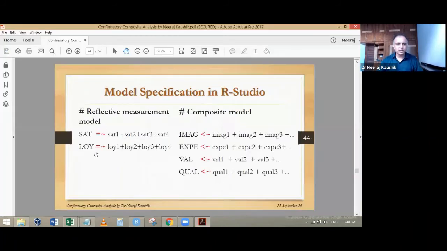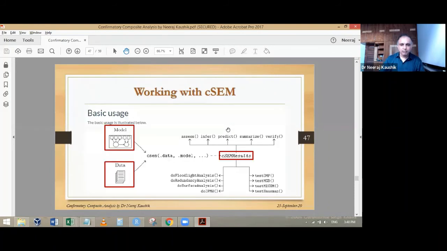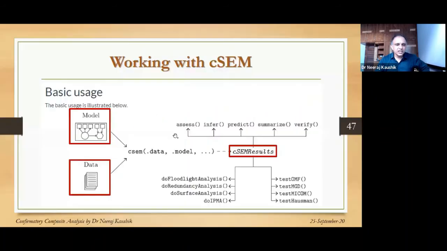These are the models, reflective and composite. This is the structural part. This is the R code we will work with. Basically, Professor Henseler says there is a model, there is a data. Run with the help of CSEM data and the model. You will get the results. Now these results you put into the various things. What you can see: use assess, use infer, use predict, summarize, verify.